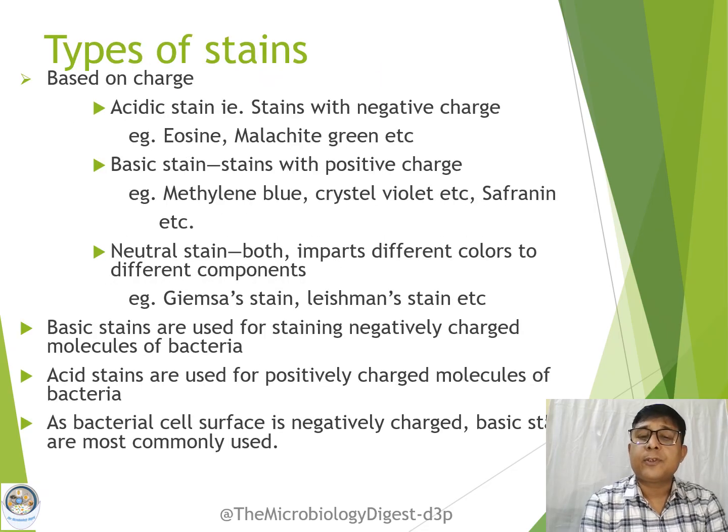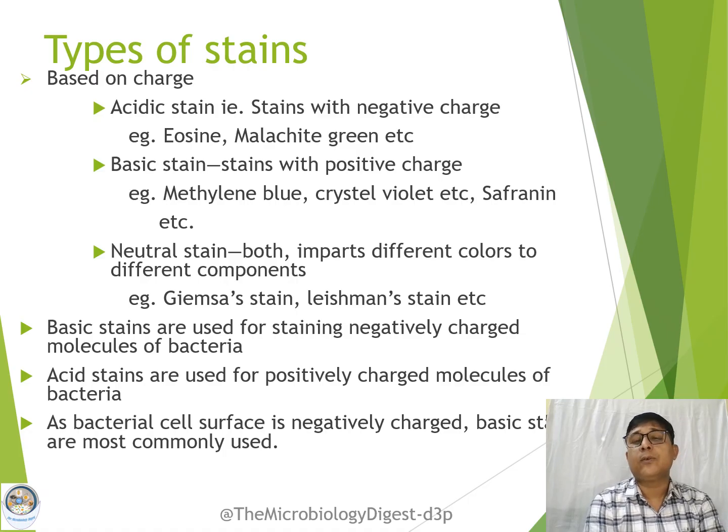Now, what are the different types of stain? Depending on the charge carried by the stain, stains may be of three types. Number one is the acidic stain, which carries a negative charge, for example, eosin and malachite green. The second type is the basic stain. These stains carry a positive charge, for example, methylene blue, crystal violet, and safranin. These are examples of basic stains.